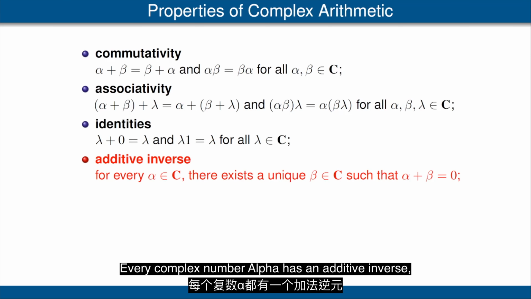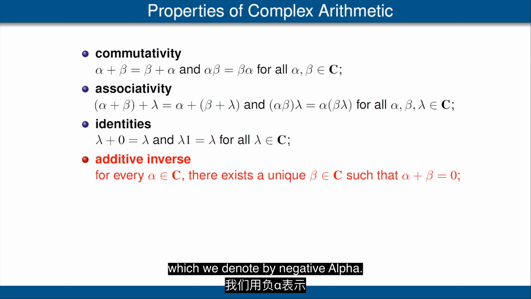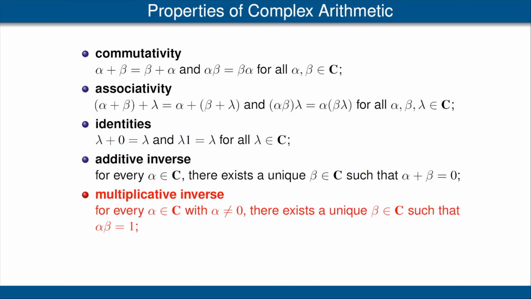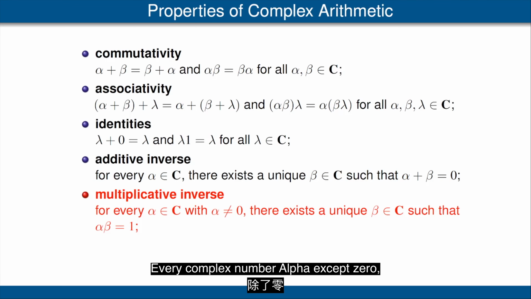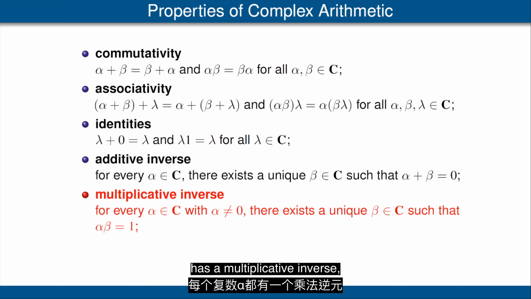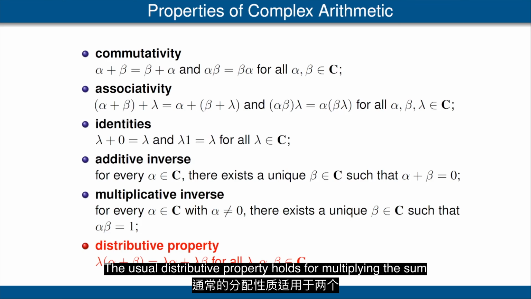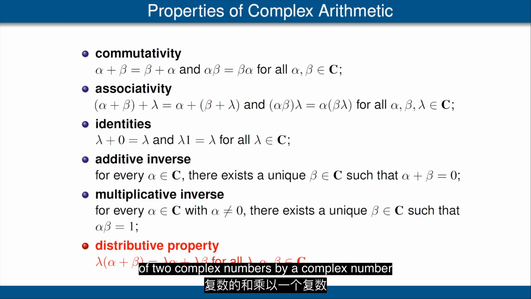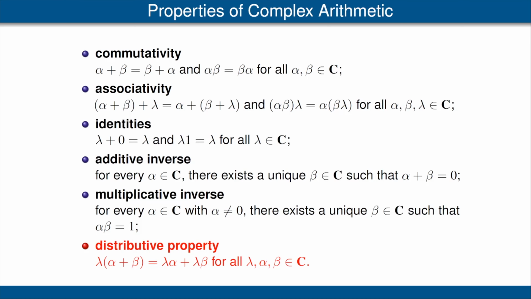Every complex number alpha has an additive inverse, which we denote by -alpha. Every complex number alpha, except 0, has a multiplicative inverse, which we denote by 1 over alpha. The usual distributive property holds for multiplying the sum of two complex numbers by a complex number.